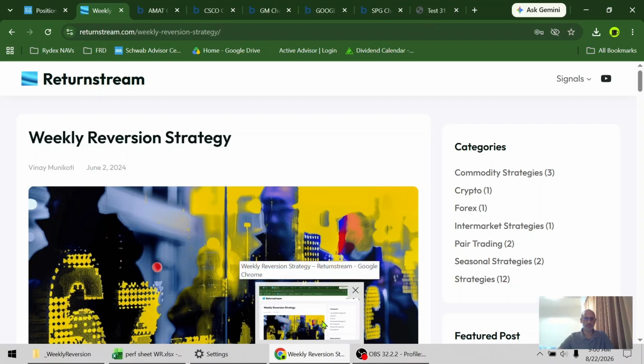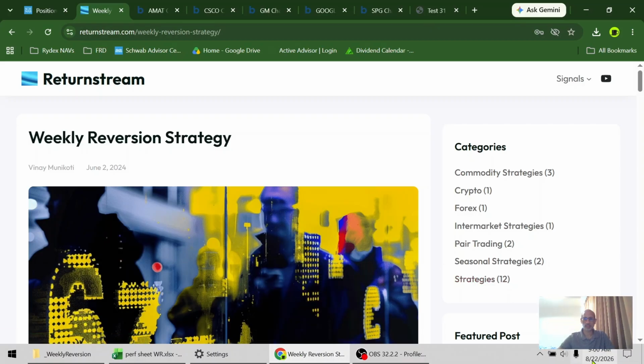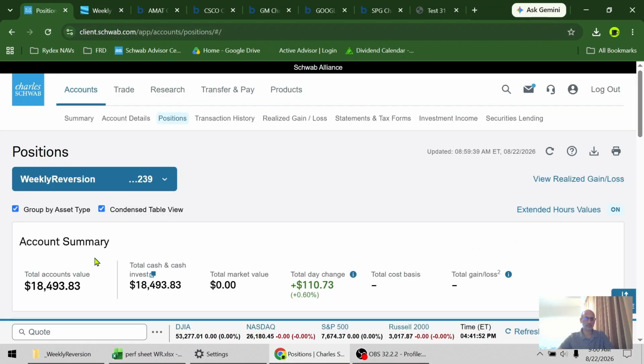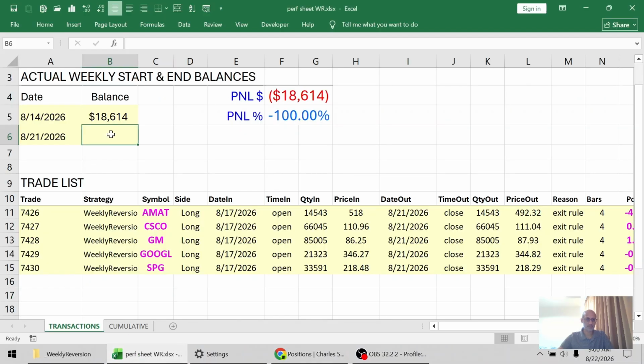Performance summary for the weekly reversion strategy for week ending August 21st. Let's start by inputting the account balance into the spreadsheet. So I lost just a little bit last week.